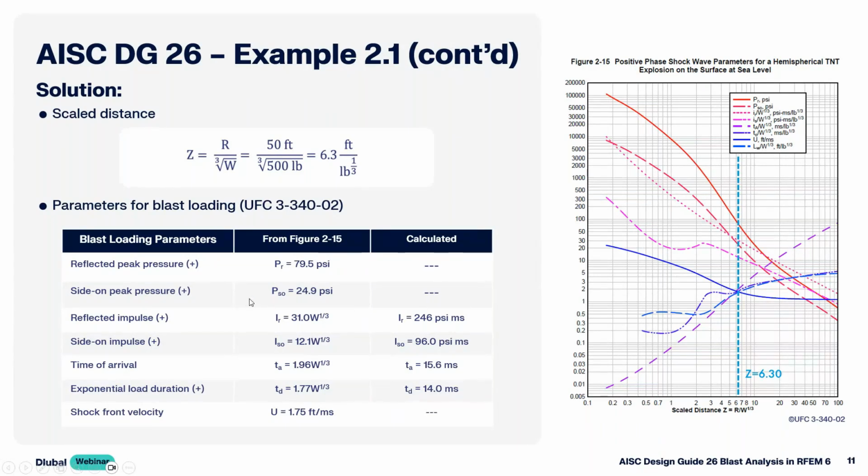Now, you'll see here the reflected peak pressure for the positive phase, side-on peak pressure, positive. Remember, we're neglecting that negative phase entirely. So from this information, we get the value shown here within this middle column. Now, some of these variables require a step further where we need to input in our charge weight to get the final calculated value. So that's what you're seeing listed here within the third column.